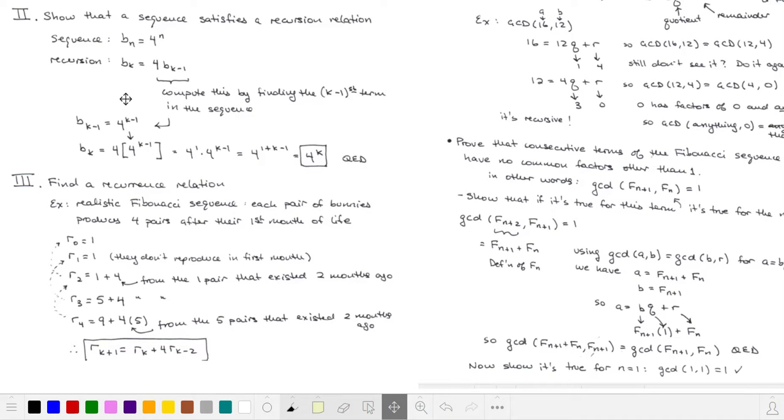Showing that a sequence satisfies a recursion relation is also relatively straightforward. If you are given the sequence and you have to prove that it obeys this recursion relation, then we start with the right-hand side of the equation here. We compute this b to the k minus 1 term by just using our definition of the sequence. So here's our dummy variable again, right?